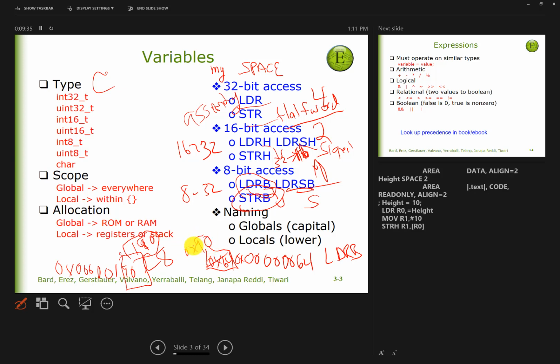So whenever you store, you're demoting back to the smaller value. It's your job to make sure that doesn't happen.